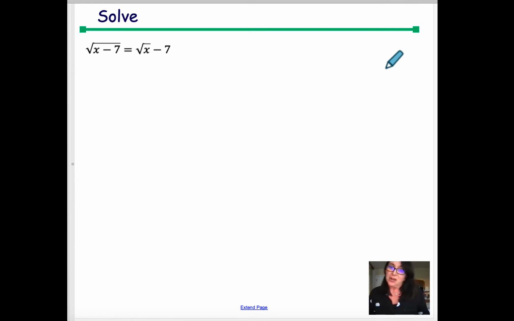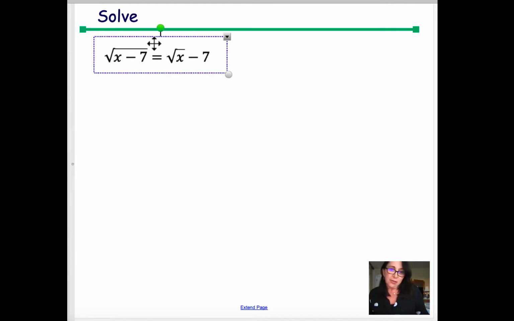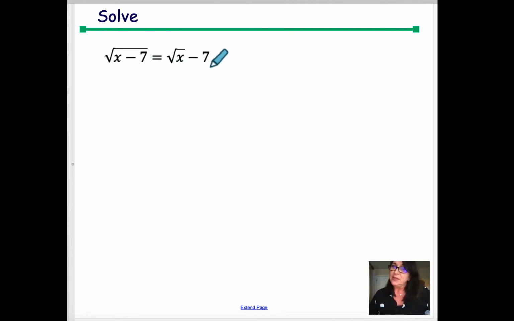This problem here, definitely a little bit trickier. We have the quantity root x minus 7 equals the quantity root x minus 7. I'm just going to leave the values on the same side because it looks kind of even the way it is. I'm going to square both sides. And by squaring both sides, that's going to get rid of this root on the left, and it's going to give me x minus 7.